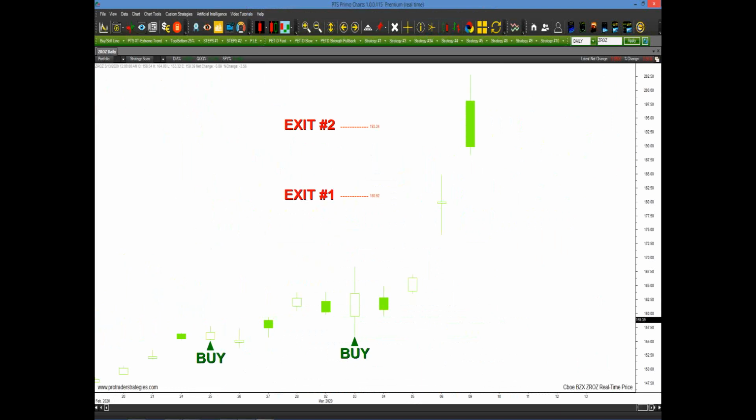Now remember, we have 7 different ways. This is just one of them. Had you chosen any one of these exit levels, it would have saved you from the trend changing and the large sell-off in March.